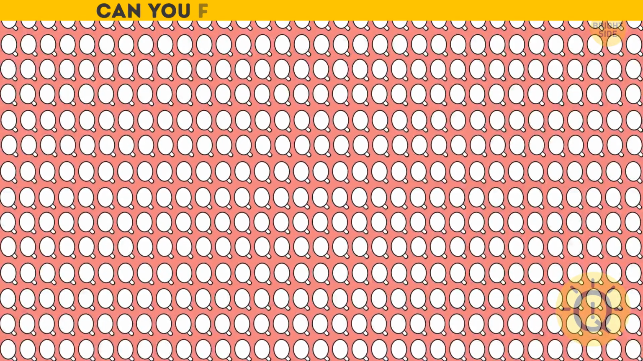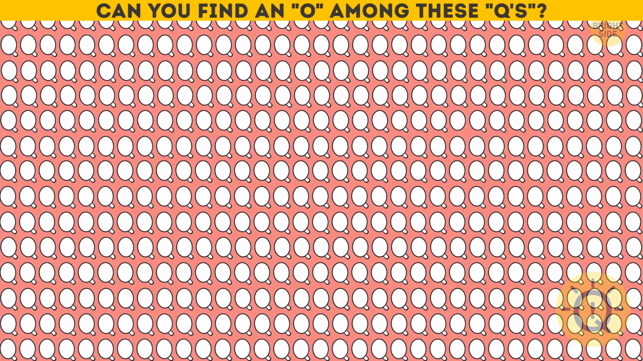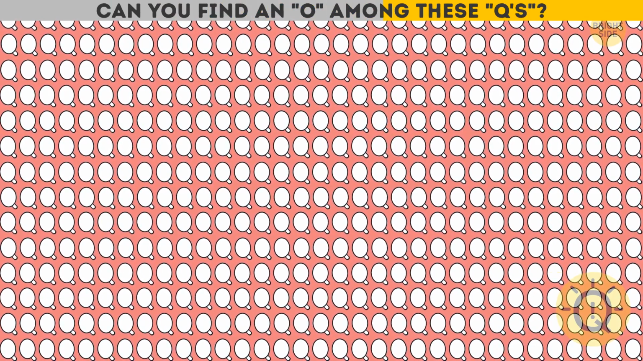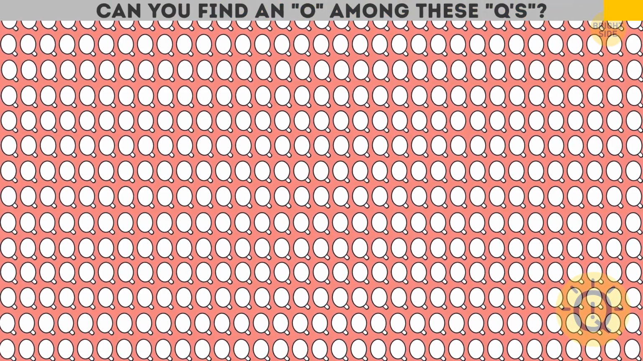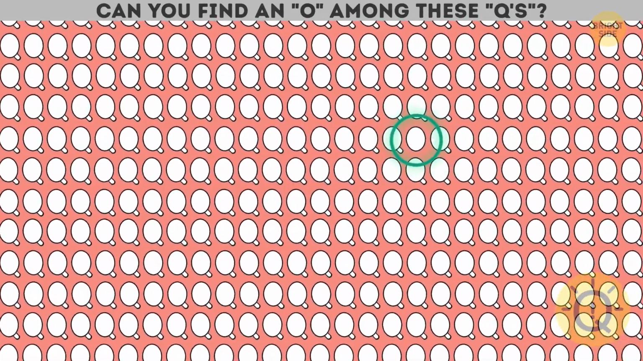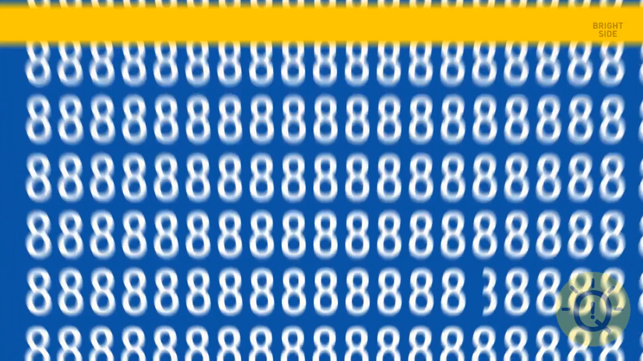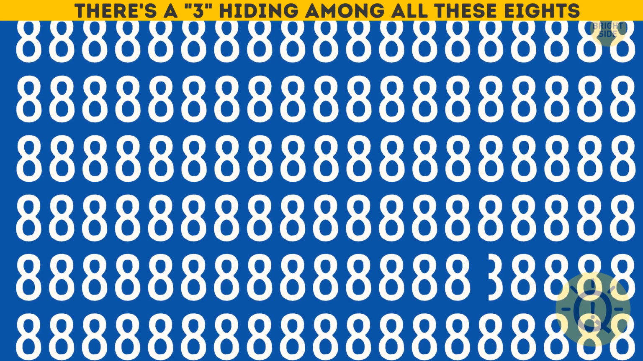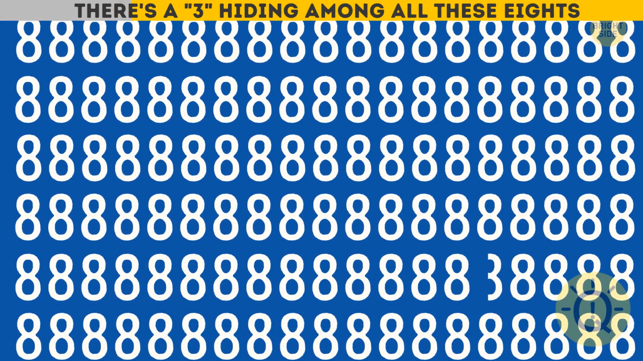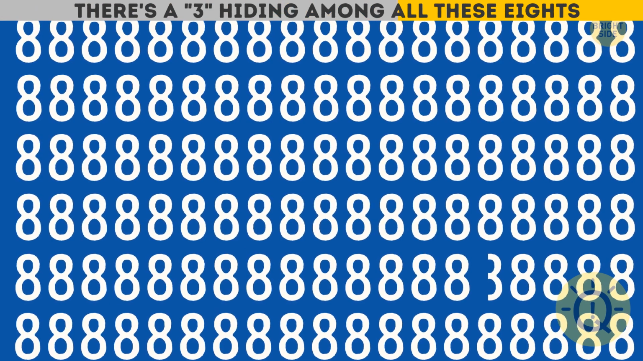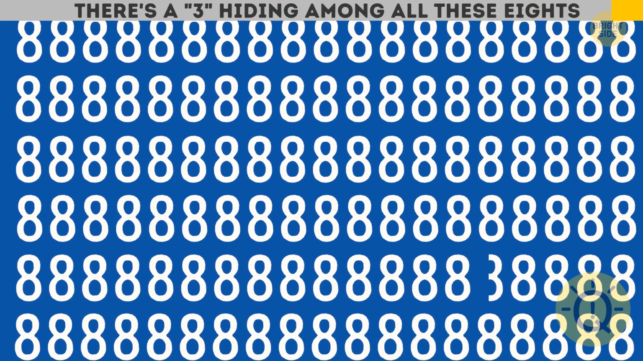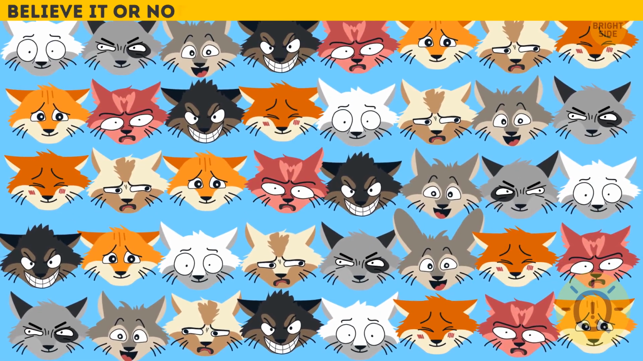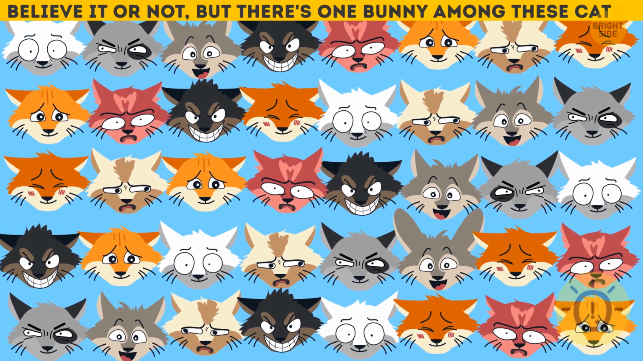Number 42. Can you find an O among these Q's? Here it is, almost right in the center. Number 43. There's a 3 hiding among all these 8s. Can you spot it? I got it right. And you? Number 44. Believe it or not, there's 1 bunny among these cats. Where is it?